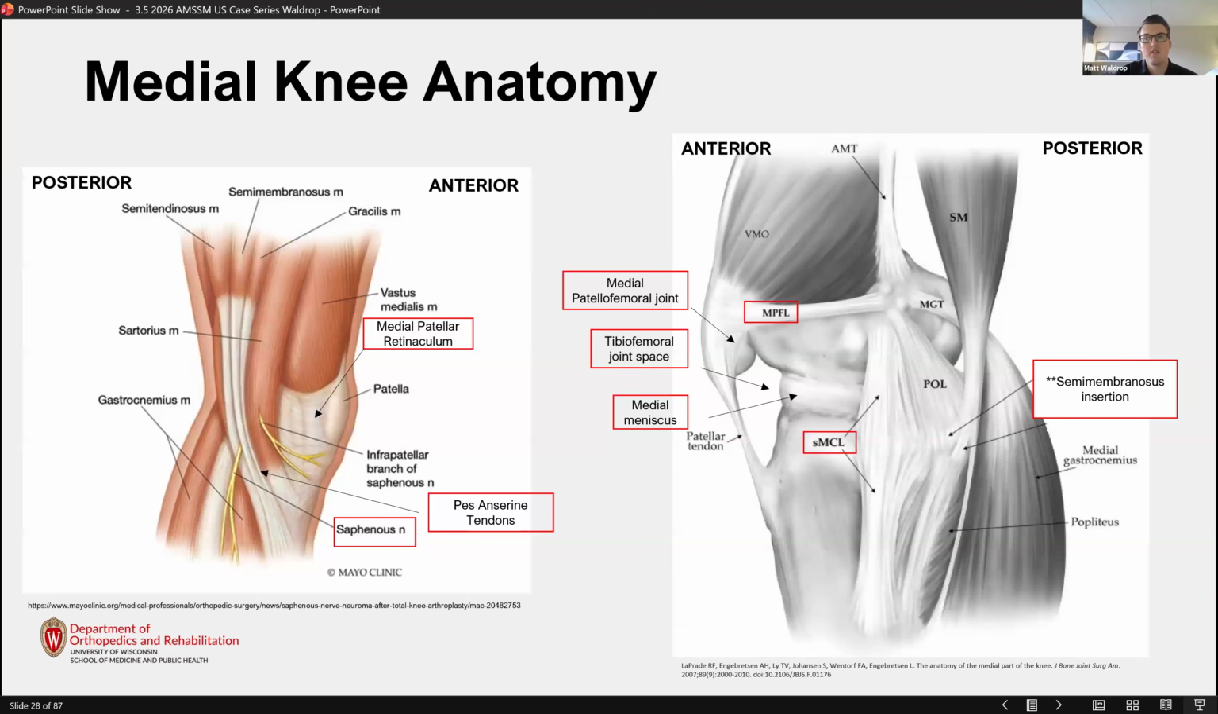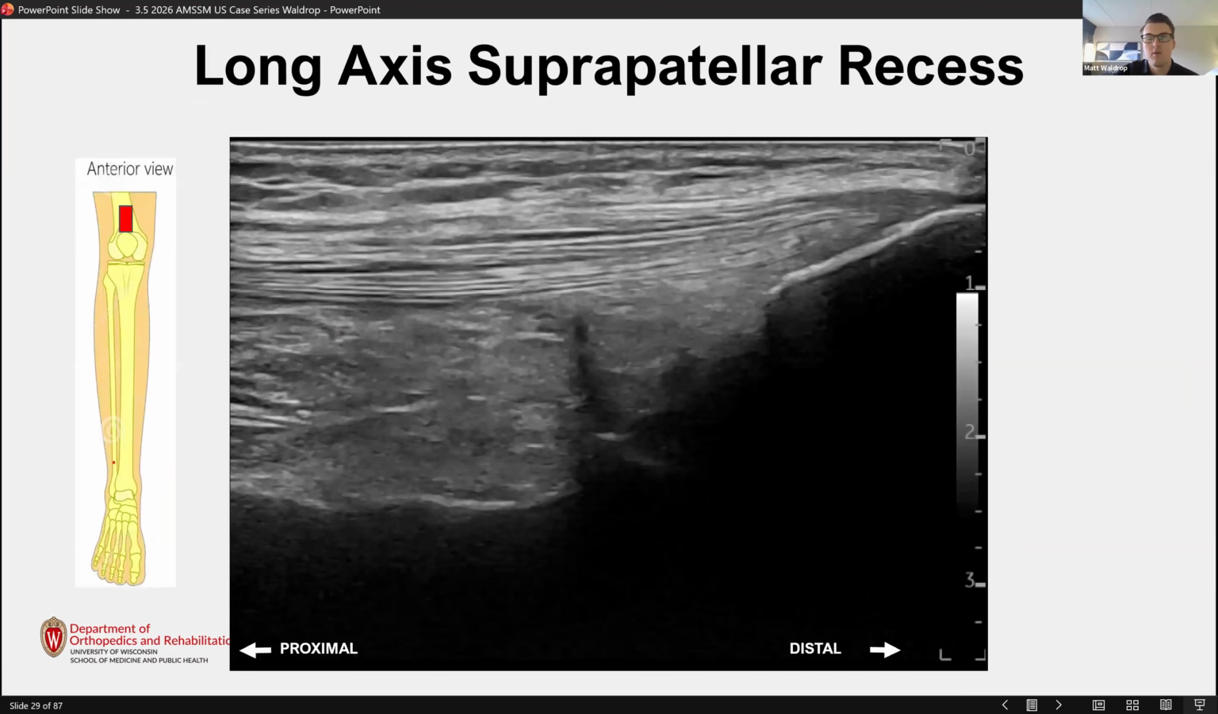So here's the anatomy of the structures assessed within the medial knee that those watching later on YouTube can always refer back to as needed. All right, so we will start with our ultrasound images for this case.